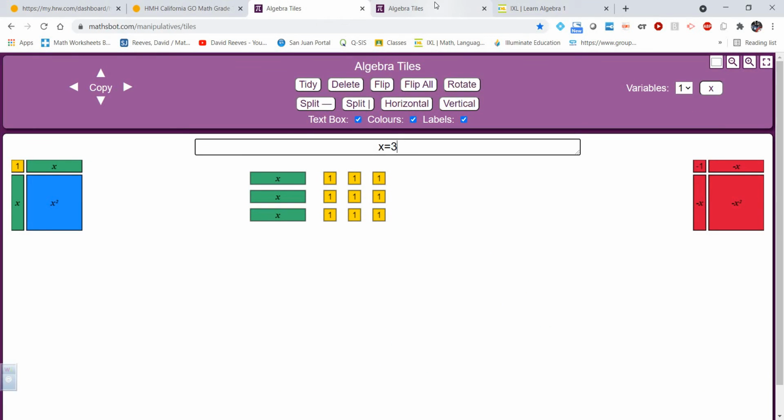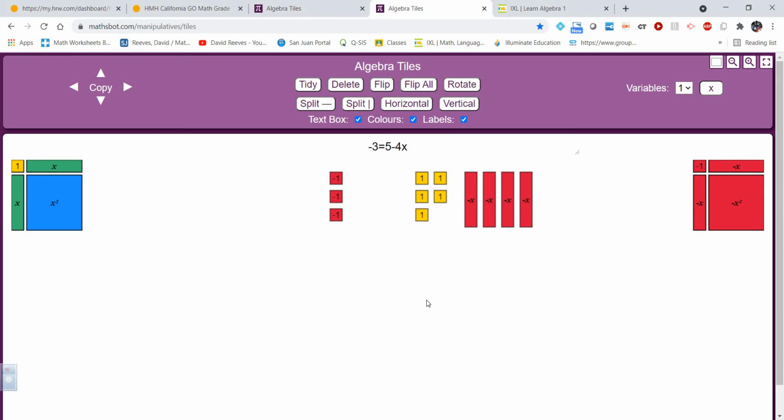Okay, let's go to our next problem with algebra tiles. We've got -3 is equal to 5 minus 4x. So right here you can see I've got my -3. Then I've got 1, 2, 3, 4, 5, minus 4x is again red, means it's negative. So you could see over here are the negatives, over here are the positives.